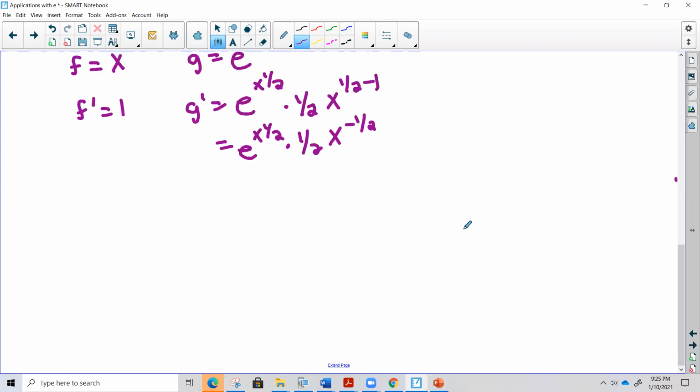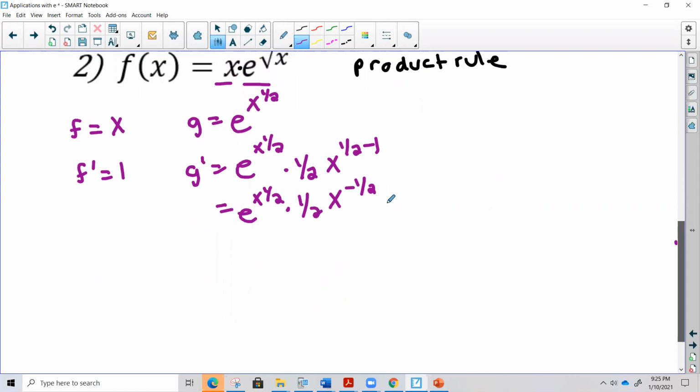Now it depends on the problem whether you want to change this to a square root right away, but I wouldn't start that way because you might have to combine it with another x. And if so, it's easier if it's in exponent form compared to root form.